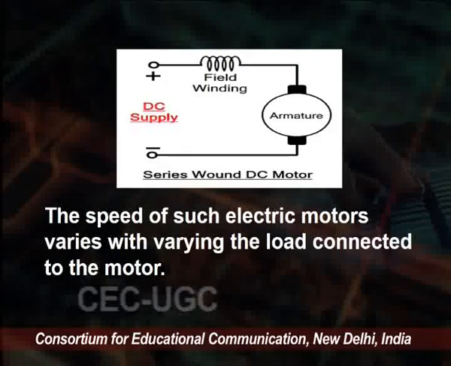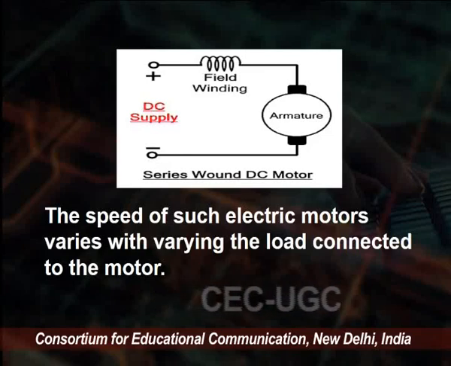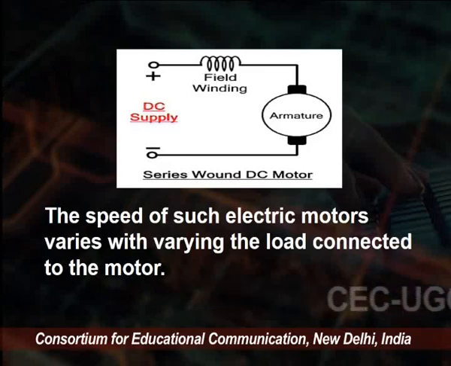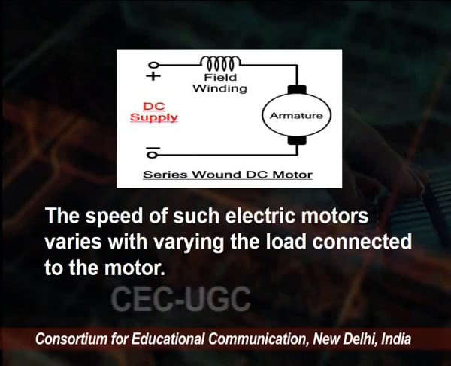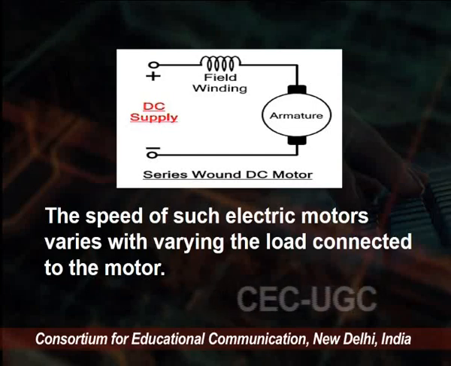Now you see here that the speed of such electric motors varies with the varying load connected to the motor. So the output depends upon the supply we are giving to the motor, and the speed will also depend upon the magnetic field which we are applying.